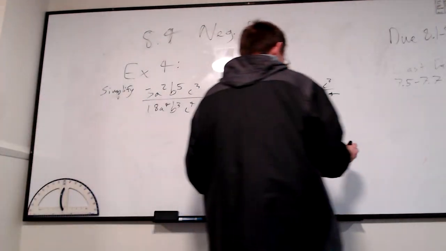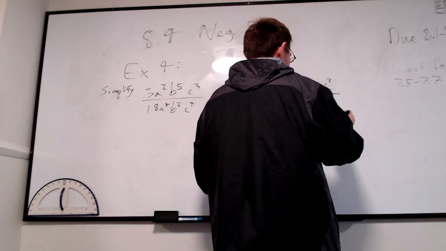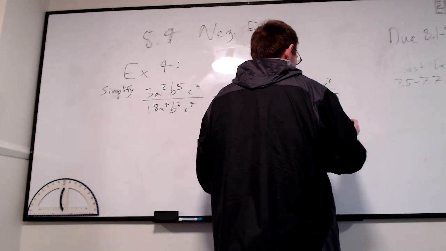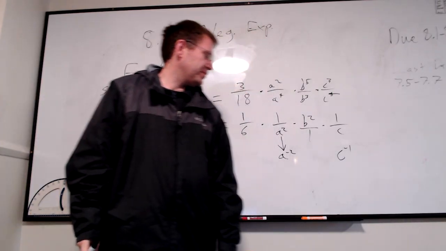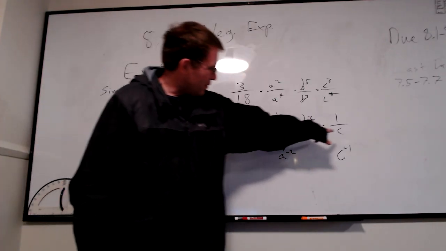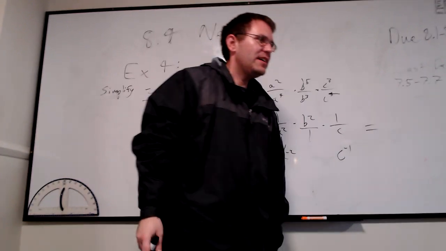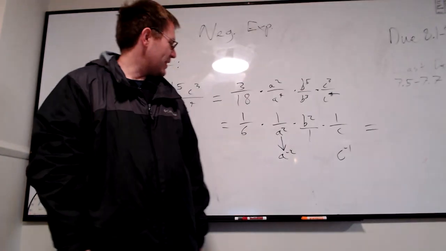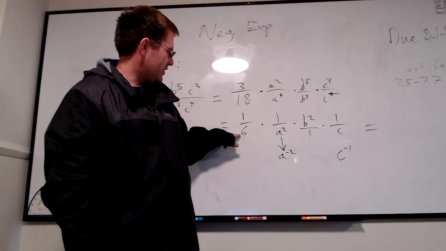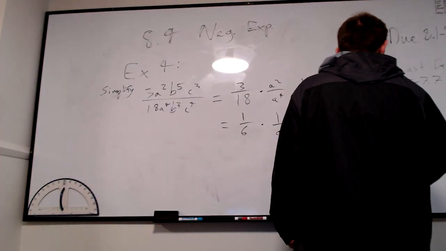I'll put it down here just to keep us consistent. So that's the same as c to the negative 1, which is also the same as 1 over c. Does that make sense? Yes. Okay, so now let's see if we can put this all together into one simplified expression. We have a 1 here, we have a 6 here. So we know there's a 6 on the bottom.